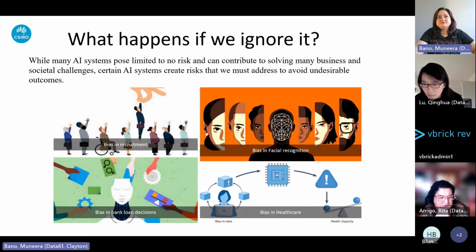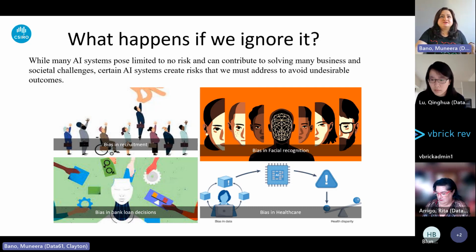And at the same time, there have been reports, not just in research but also in the media, about what happens when you ignore such initiatives: the biases in recruitment, and all the issues or incidents reported for facial recognition systems. There have been reports about bank loan decisions and healthcare. These are all actual incidents happening out in society. And why?